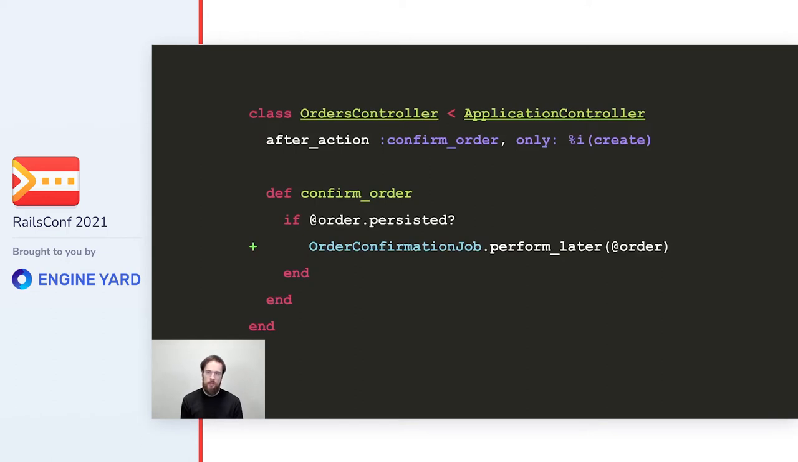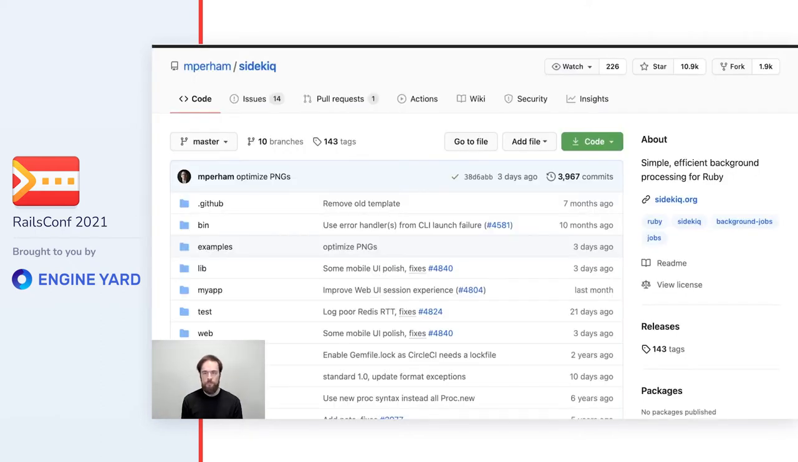Back in our controller, we can replace the previous code with a reference to our new job, telling Rails to do it later in the background. Asynchronous jobs in development work by default, but in production, it's best practice to use a queuing system. A good choice would be to use a gem like Sidekiq.